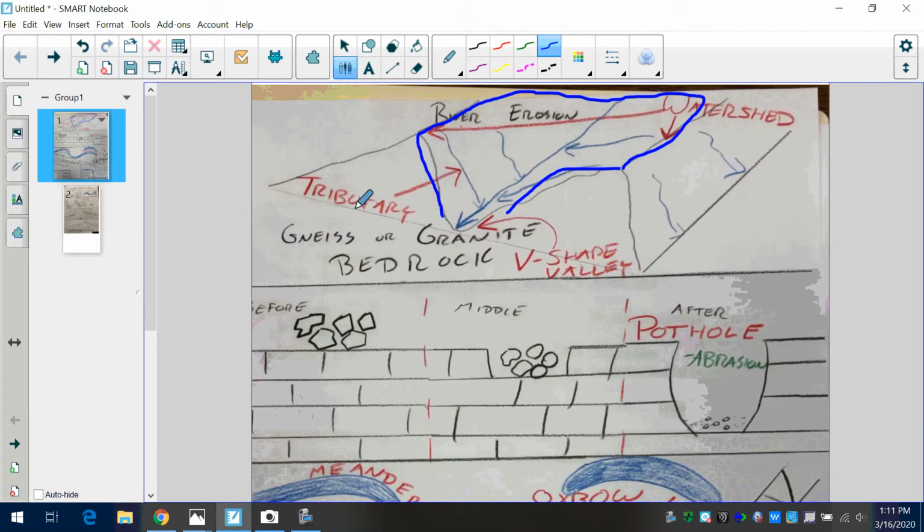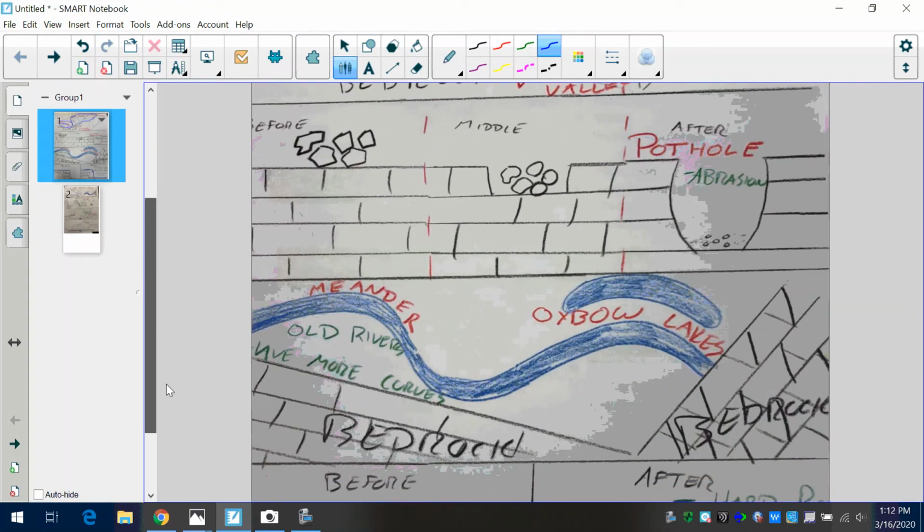That word shows up sometimes. Tributary. Tributaries are the smaller streams that flow into bigger streams. So that was like the Mohawk River flows into the Hudson River. The Mohawk's a tributary of the Hudson. Potholes, okay? So potholes are a stream feature.